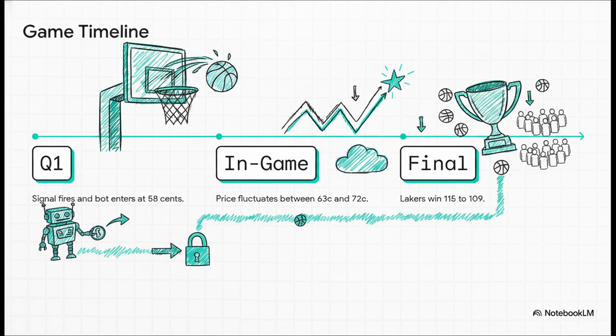The Lakers might go on a run, pushing our shares up to a juicy 72-cent profit. The bot refuses to sell. They might stumble, plunging us down to a 55-cent loss. The bot doesn't panic. It rides out the sheer tension for hours until the final whistle finally blows, and the Lakers secure a 115-109 victory.